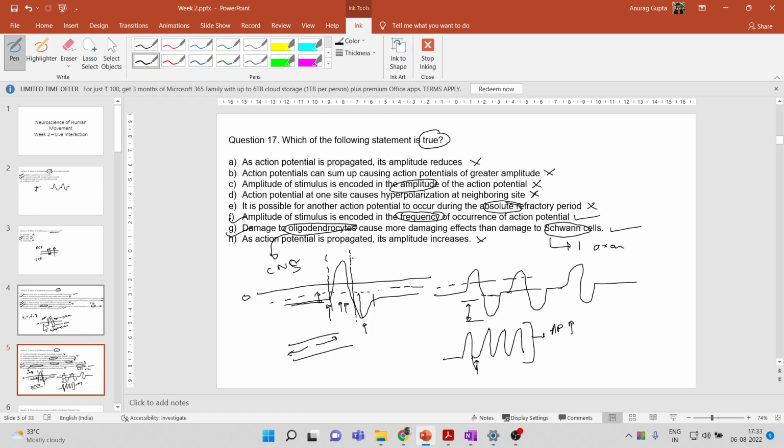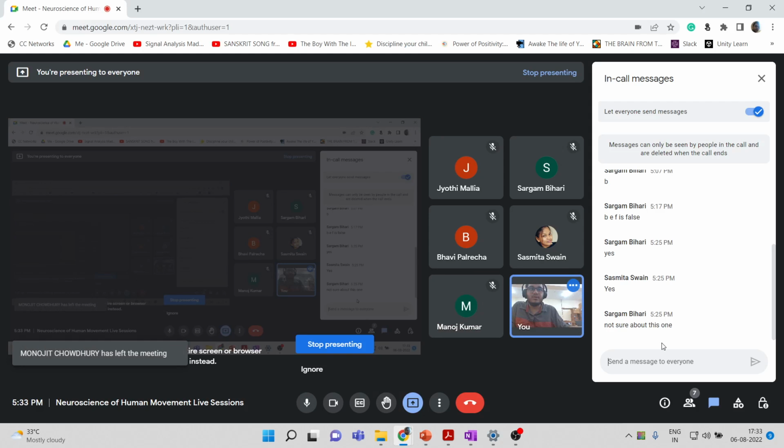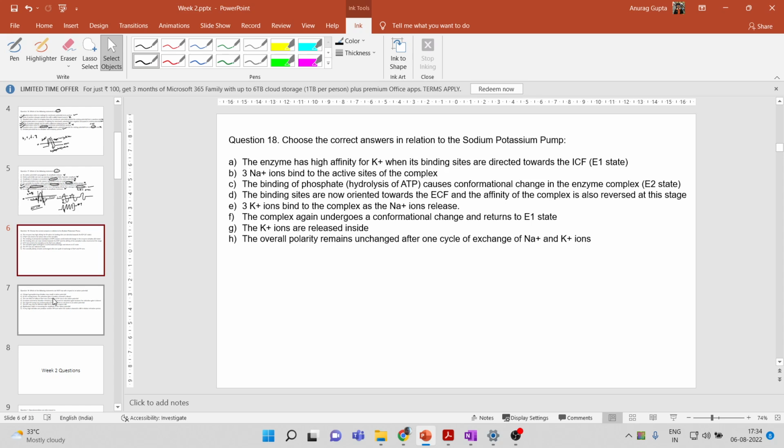Okay. So we'll go on to the next question. I hope you guys are able to follow that. Okay, again, which of the following statements are not true with respect to an action potential? So I'll give you guys minutes to solve this question. I'll just start a timer for 2 minutes. Sorry, I think I skipped a question. Question 18. Choose the correct answer in relation to the sodium potassium pump.